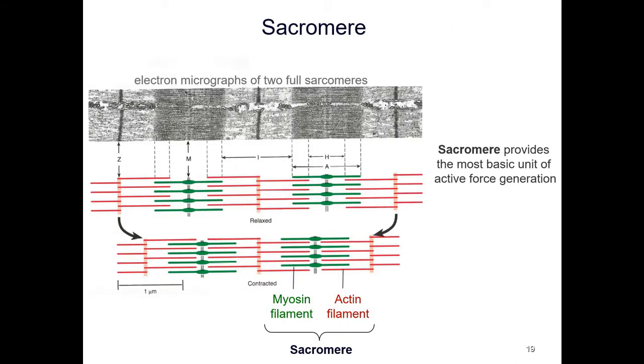The sarcomere provides the most basic unit of active force generation. At the top, in this picture, we see an electron micrograph of two full sarcomeres. In this micrograph, the three vertical black lines are the Z-discs. Z-discs are the anchor points for actin filaments that are shown in red in the diagram of the sarcomere structure at the bottom of the picture.